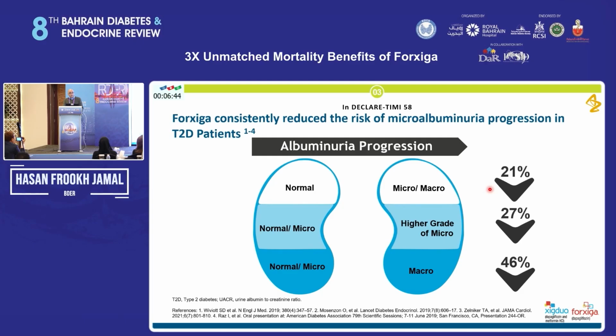And what does the dapagliflozin do to these patients? Usually, the albuminuria progression from normal to micro or macroalbuminuria would be reduced by 21% in these patients. Normal or microalbuminuria to a higher grade of microalbuminuria will be reduced in 27%, and normal or microalbuminuria to macroalbuminuria will be reduced by 46% of these patients. So there will be a decrease in albuminuria among all these types of patients, whether they have normal to micro, or even normal to macroalbuminuria.